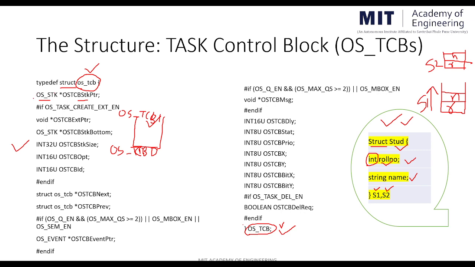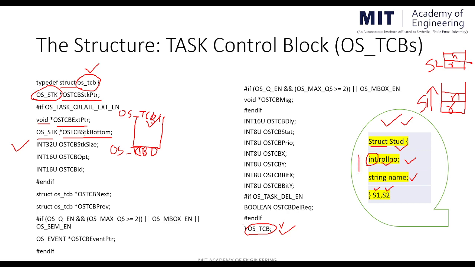So here we can say OS_STK is the data type of this particular variable, and this is a pointer variable, OSTCBStkPtr. This says the OS task control block stack pointer. This is a member of the structure. Then another member of the structure has the data type void, and the name of the member is OSTCBExtPtr. Then again the next data type is OS_STK, which is again holding a pointer variable, that is OSTCBStkBottom. The star indicates the pointer variable.